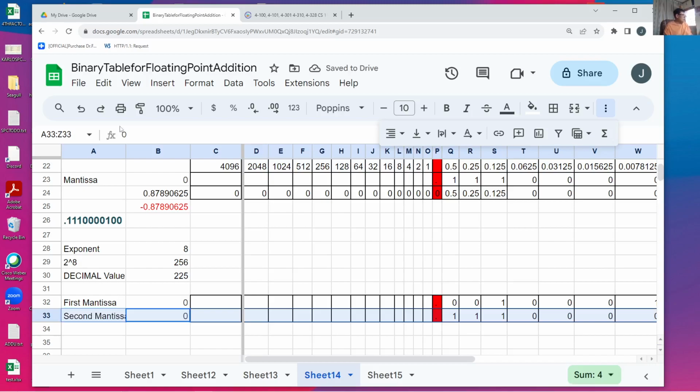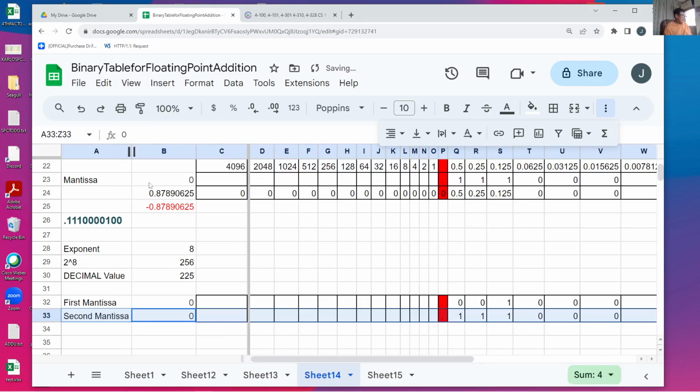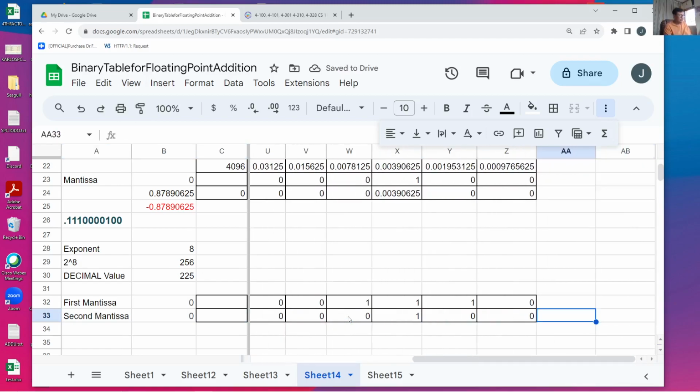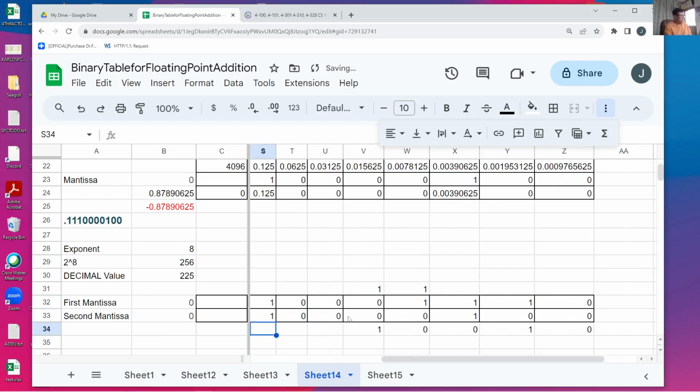So since we know that they have the same exponent, being 8, we can now add the bits one by one. We start with the least significant bit. So we have here 0 plus 0 is 0, 1 plus 0 is 1, 1 plus 1 is a 0 with a carry of 1. 1 plus 1 plus 0 is another 0 with a carry of 1. And 1 plus 0 is 1.